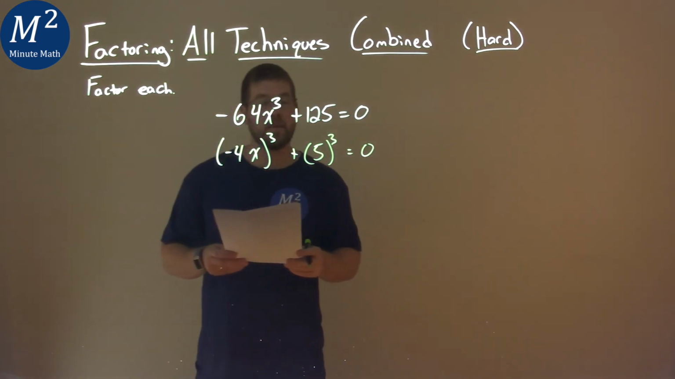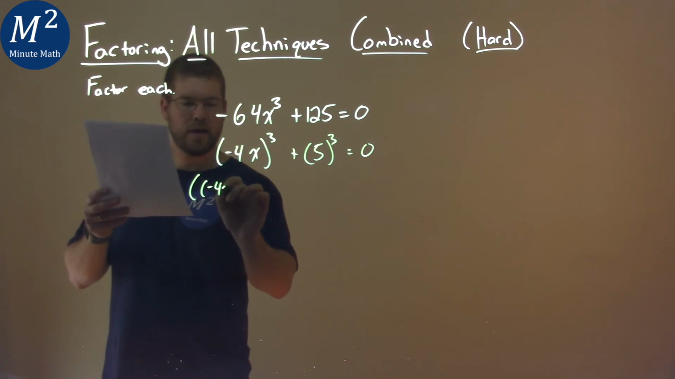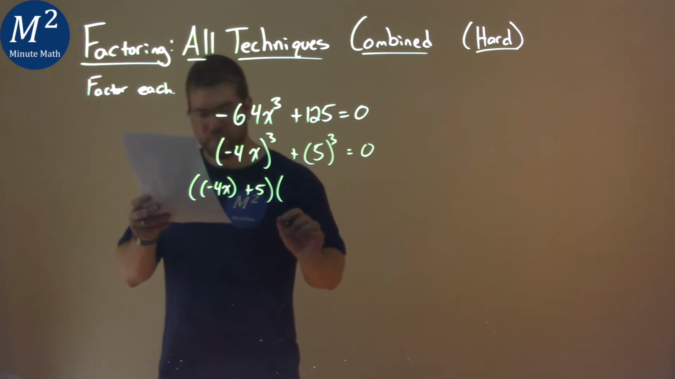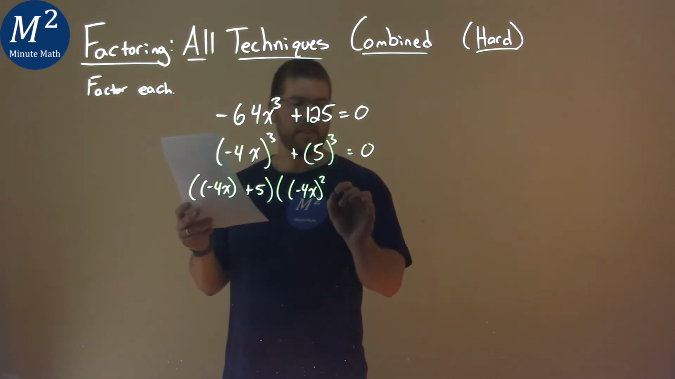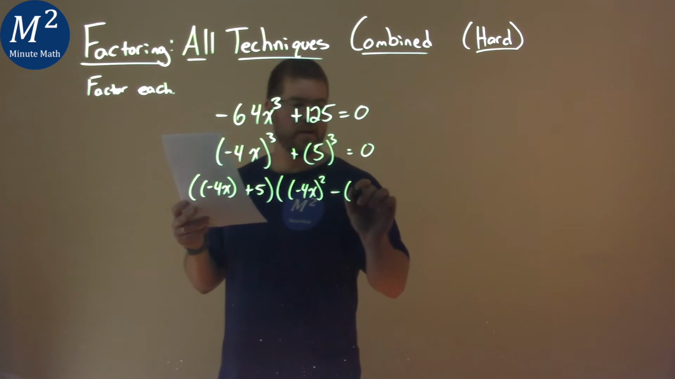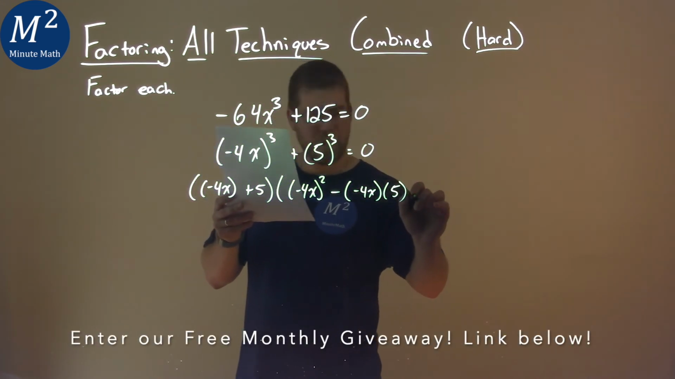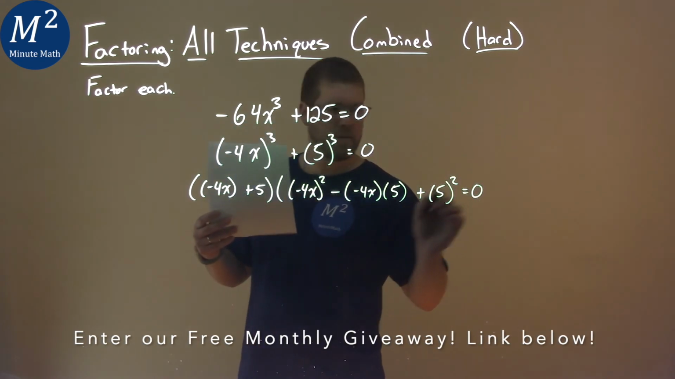So let's use the sum of cubes formula here. We take the first part, negative 4x, and we're going to add the 5. From there, we take negative 4x, we square it, and we're going to subtract our a value, negative 4x, times it by our b value, 5, and we're going to add our b value squared, 5 squared. All that's in parentheses.